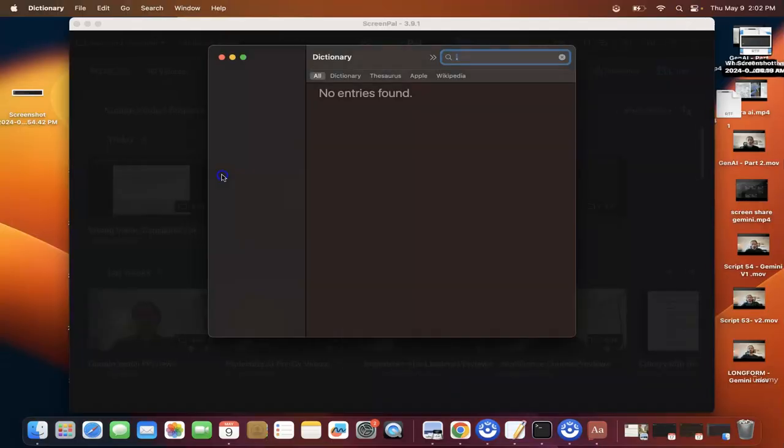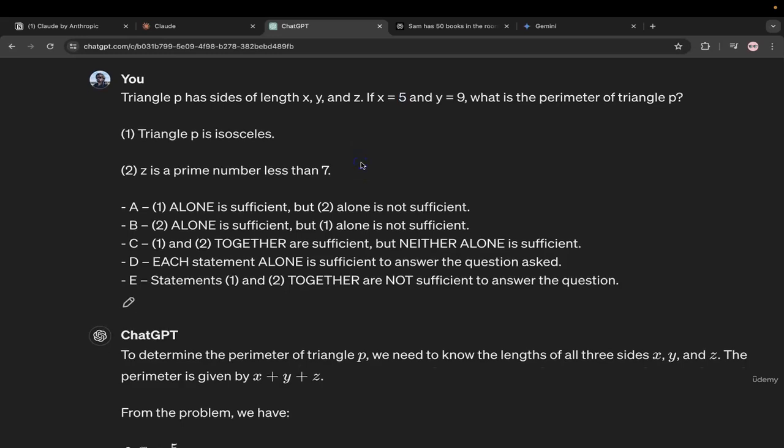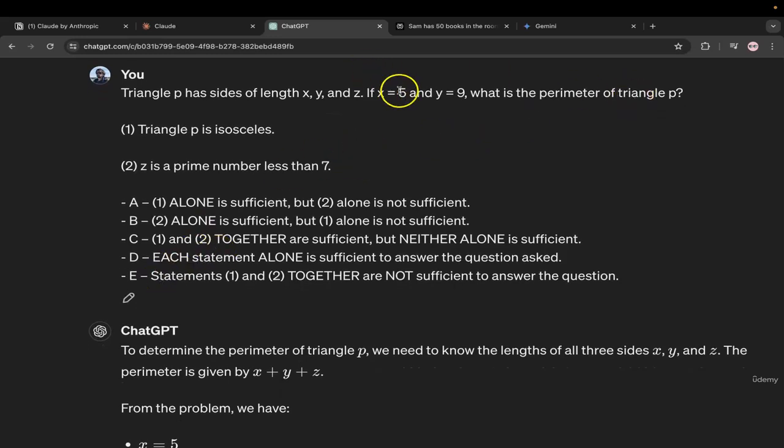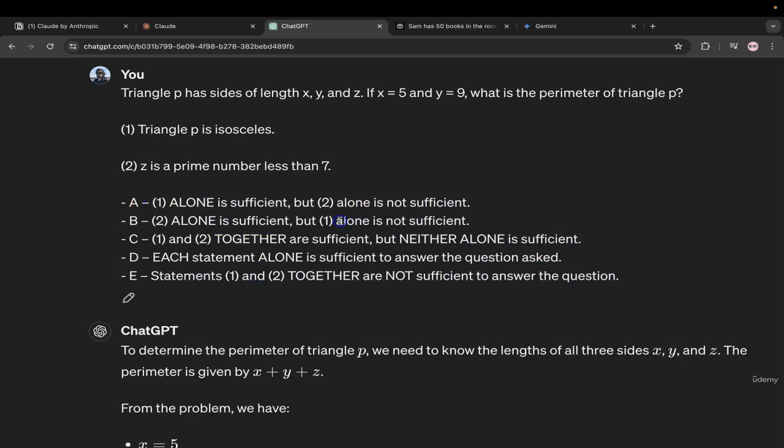But if I combine both these statements together, if I say it's an isosceles triangle plus z less than 7, then I'm restricted with the options. Because 1 means it could either be 5 or 9, and 2 means it could either be 2, 3 or 5. So 5 being the common one in the 2. If both 1 and 2 are true, then my answer is 5. And I can calculate the perimeter by adding all 3 sides together, which will be 5 plus 5 plus 9, 19.